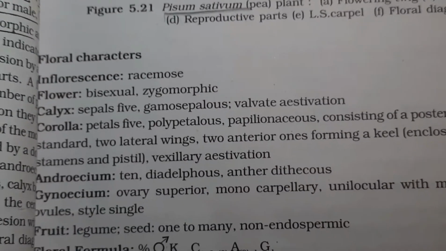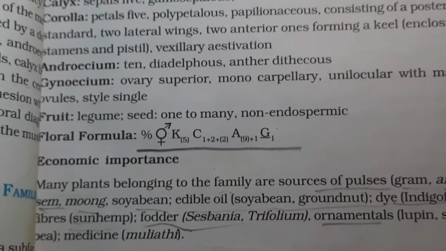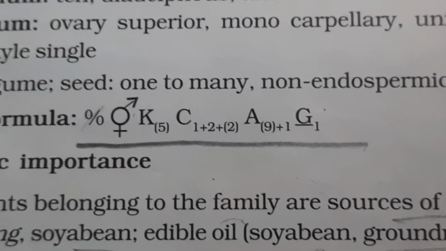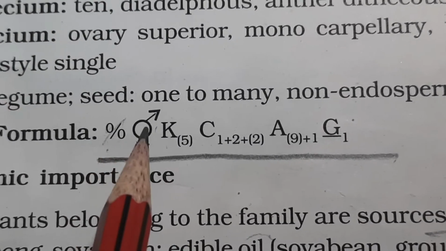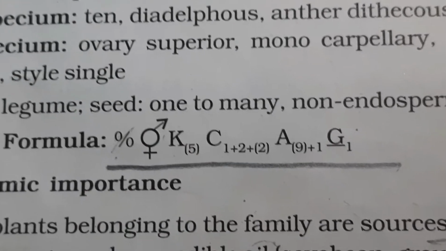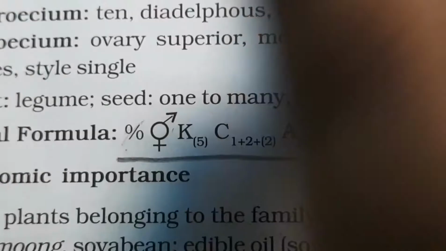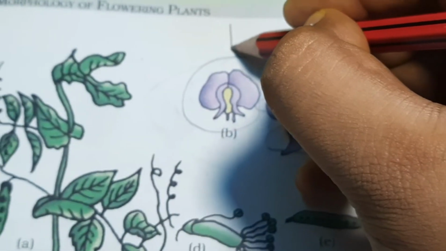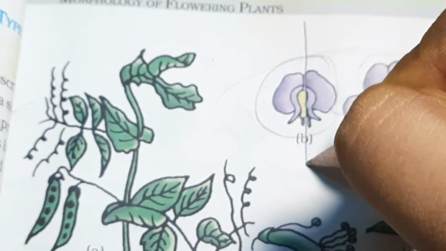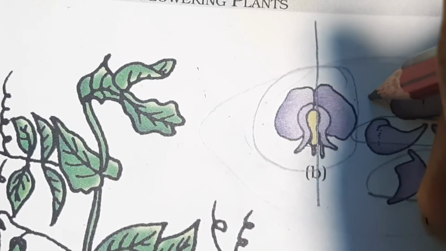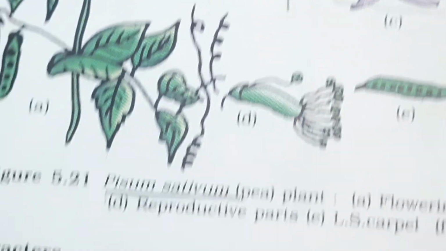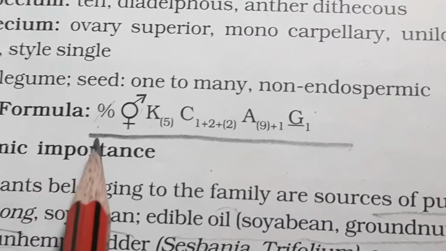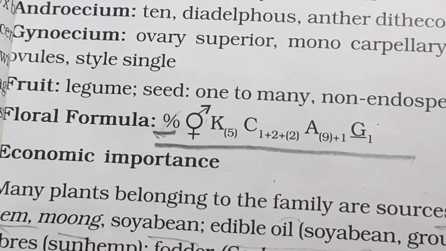This is the floral formula, and we can better see this percentage mark, which means it is a zygomorphic flower. Zygomorphic flower means it is bilaterally symmetrical. We can see this flower is bilaterally symmetrical. We can divide it into 2 equal halves. That's why it is bilaterally symmetrical and zygomorphic. The opposite is actinomorphic, which is called radially symmetrical. So this is a zygomorphic flower, meaning bilaterally symmetrical.